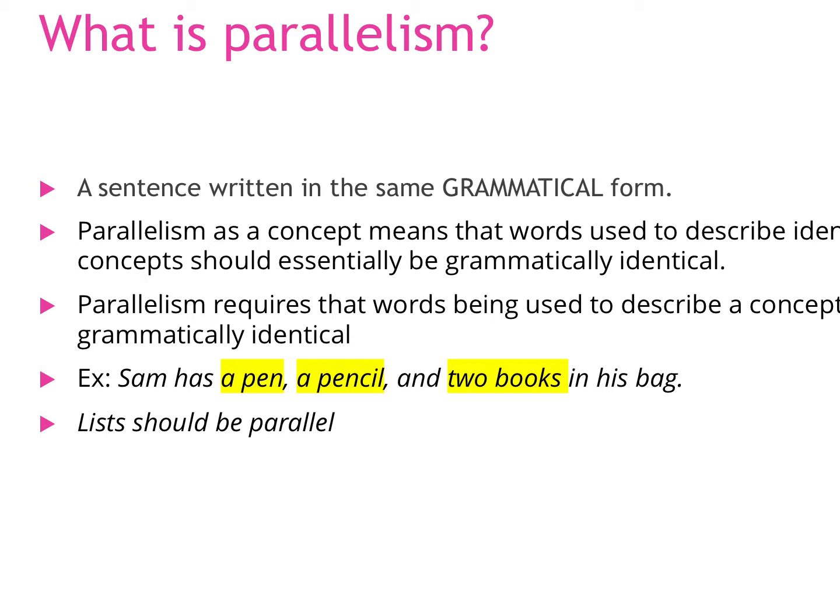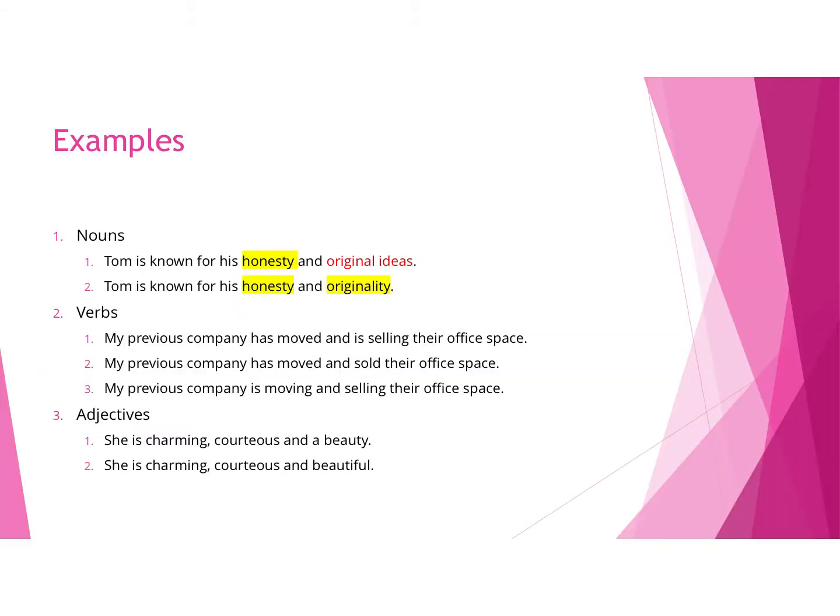Lists should always be parallel, and that's a common mistake that I've seen in your writing, is that they are not. And that is not considered a minor mistake. That is considered a major grammatical error, okay, that you should be writing in parallel structure. So make sure when you have lists that you are writing them parallel.